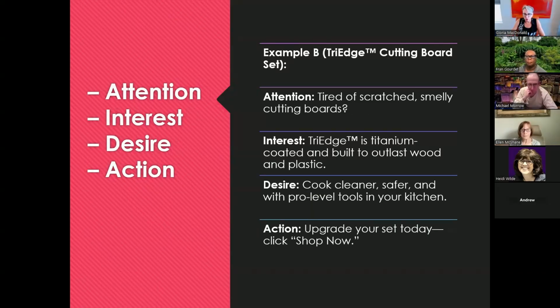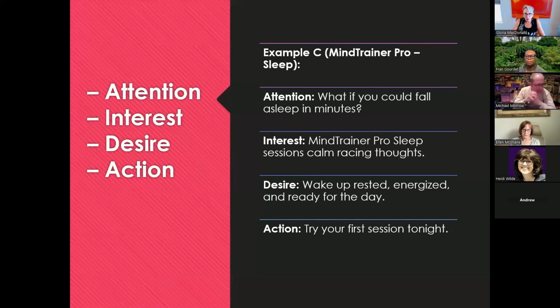Here's another example with the Tri-Edge cutting board. Tired of scratched, smelly cutting boards? Tri-Edge is titanium coated and built to outlast wood and plastic. Cook cleaner, safer, and with pro-level tools in your kitchen. Action, upgrade your set today. Click shop now. Okay, here's another example with Mind Trainer Pro Sleep.